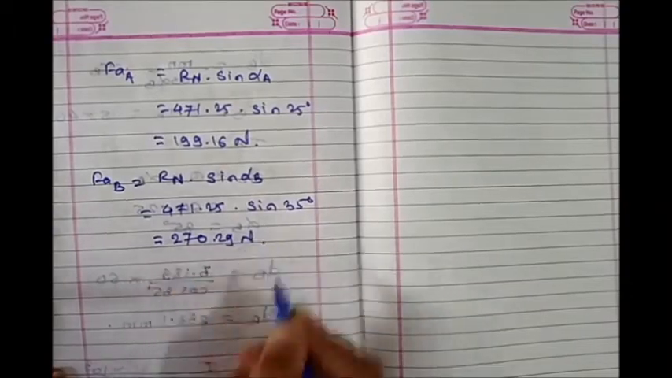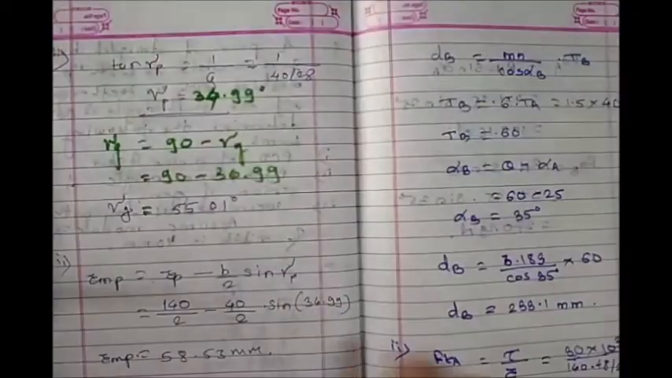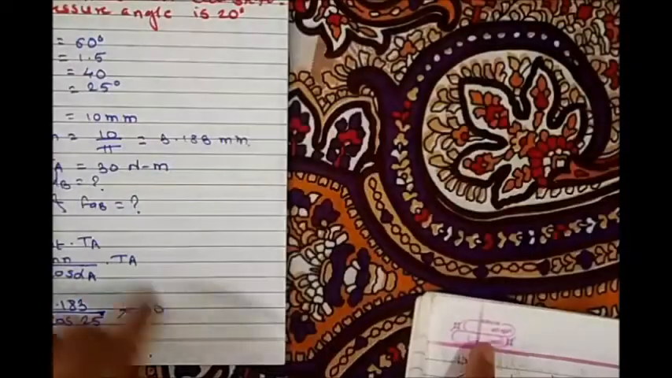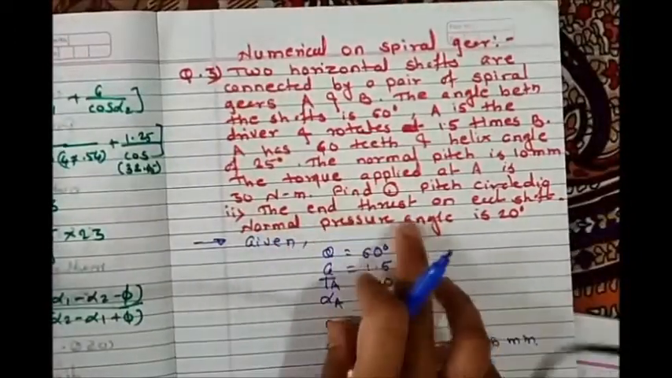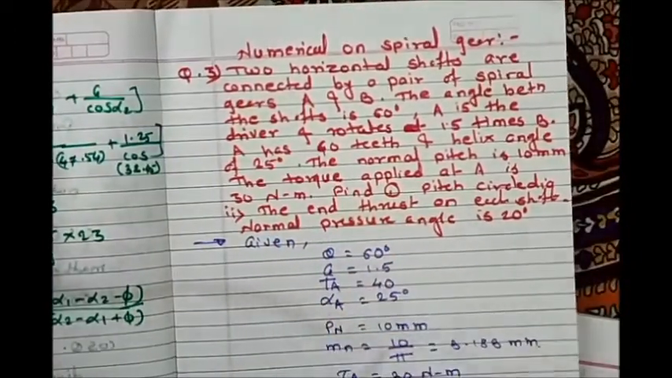In this way we can solve all kinds of numericals on spiral gears when they ask for the end thrust on each wheel. I hope you get the concept.